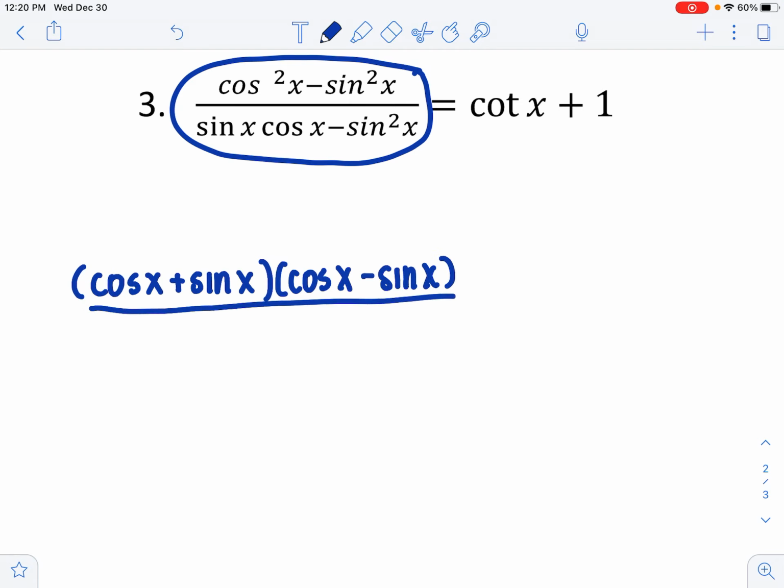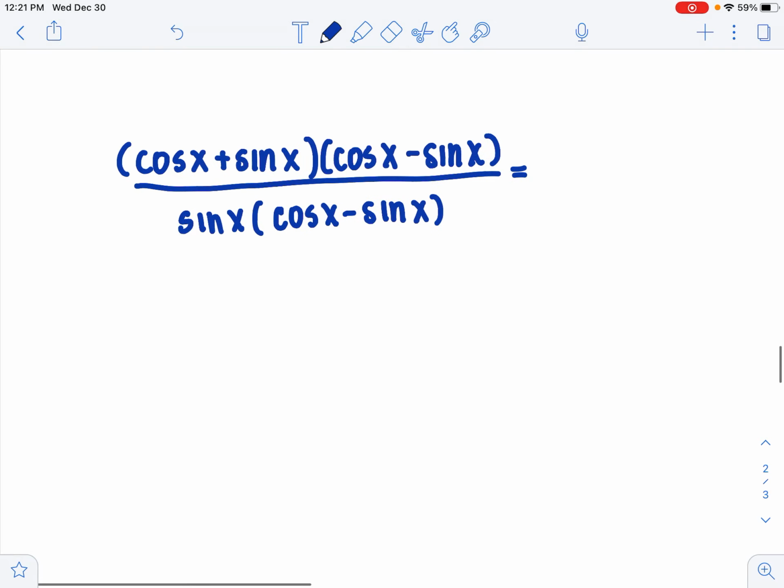Now, I just factored my numerator. Most likely, you're going to have to factor your denominator. Now, if I look here, the denominator is factorable. It's not a difference of squares, but it does have a GCF. Because if you look, these two terms do have something in common. They have sine in common. So I'm going to factor out the sine of x. And I have cosine of x minus sine of x. And then the equal sign.